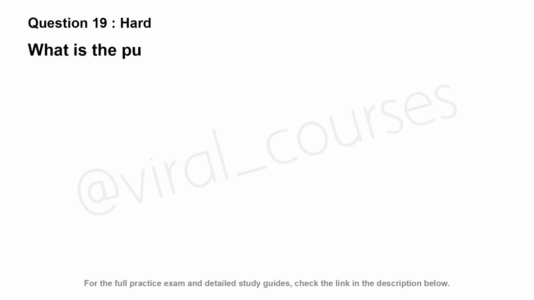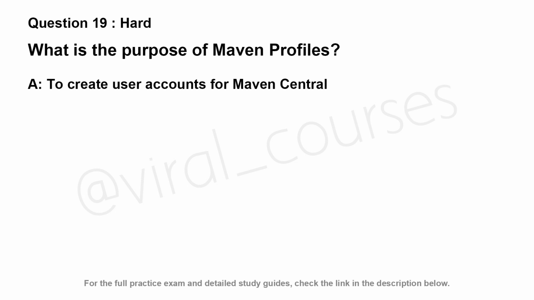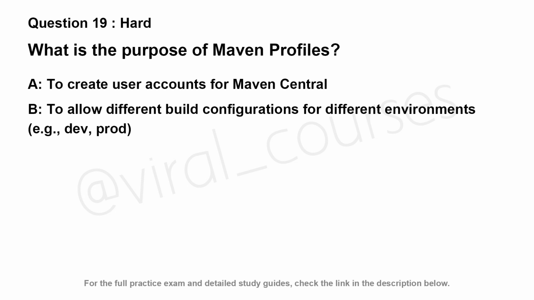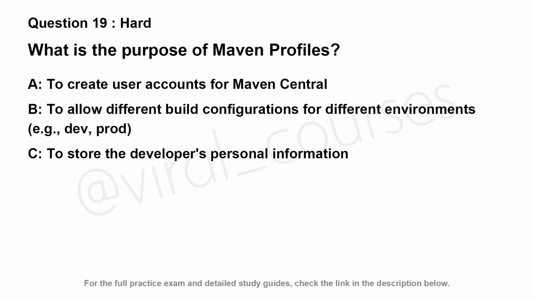What is the purpose of Maven profiles? Option A. To create user accounts for Maven Central. Option B. To allow different build configurations for different environments, e.g., dev, prod. Option C. To store the developer's personal information. Option D. To manage the versions of Maven itself.